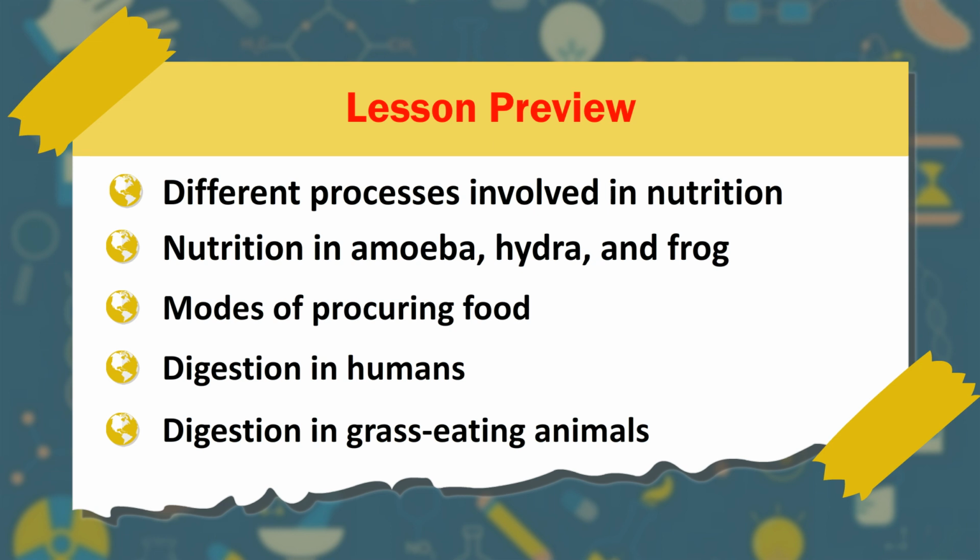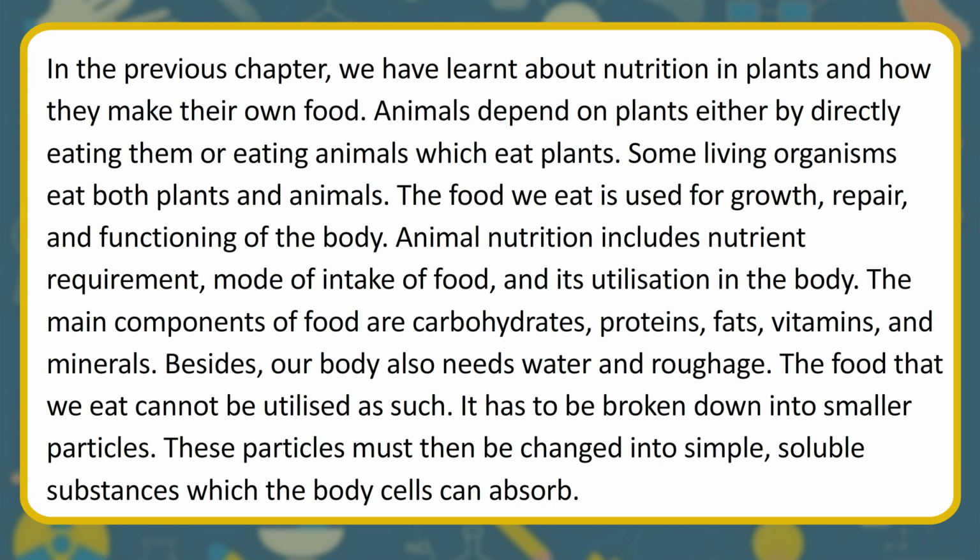Digestion in grass-eating animals. In the previous chapter, we have learnt about nutrition in plants and how they make their own food. Animals depend on plants either by directly eating them or eating animals which eat plants. Some living organisms eat both plants and animals. The food we eat is used for growth, repair, and functioning of the body.